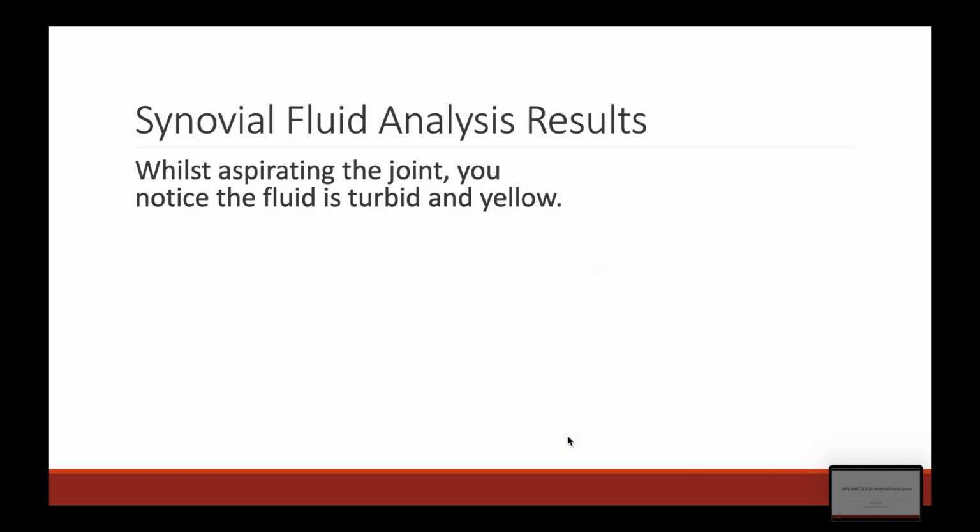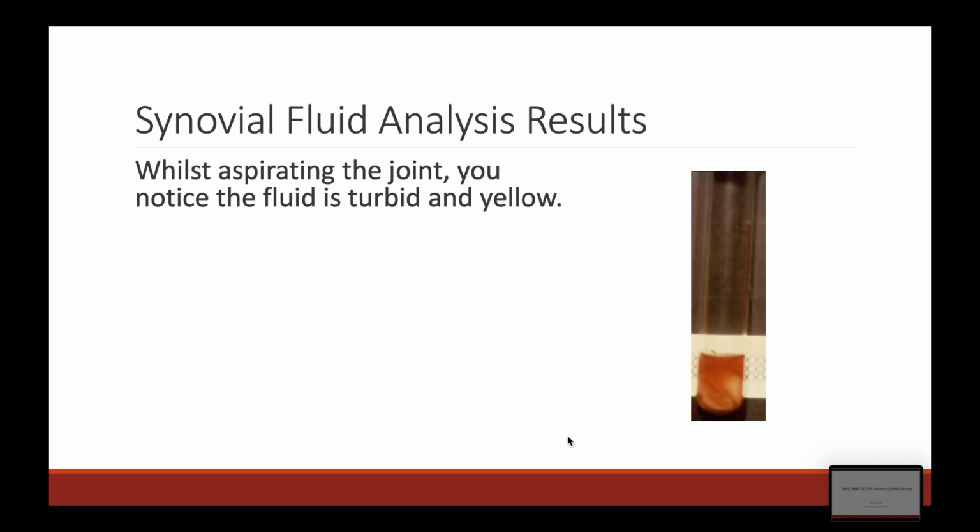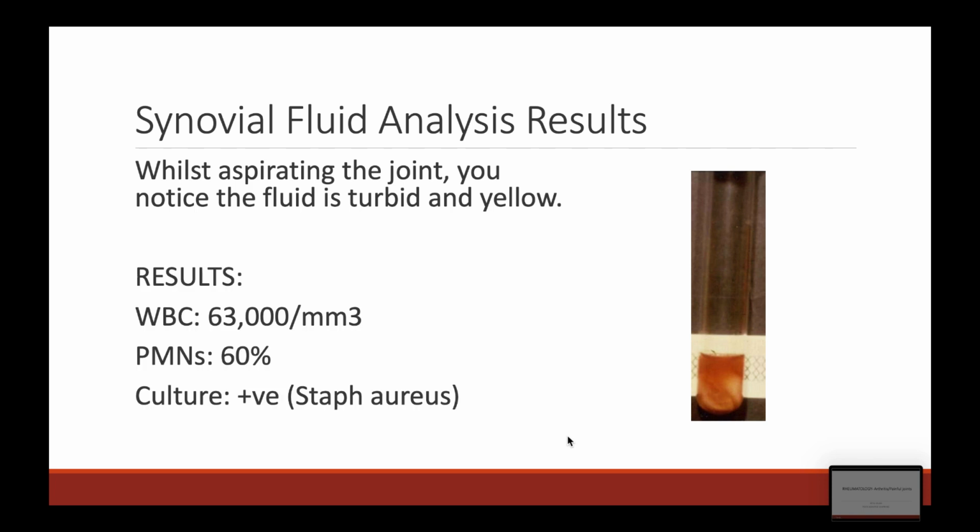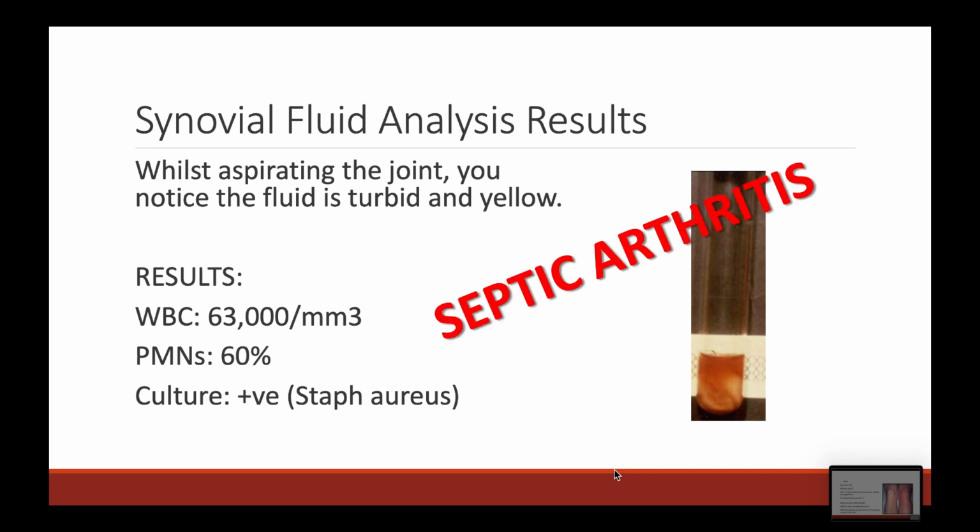Okay. So, whilst you are aspirating the joint of this patient, you notice that the fluid is turbid and yellow, and this is what you see. As well as that, you see that there are 63,000 white cells, and 60% of them are neutrophils. It's also culture positive with Staph aureus, which is the most likely cause of septic joint. So you would suspect this to be septic arthritis.